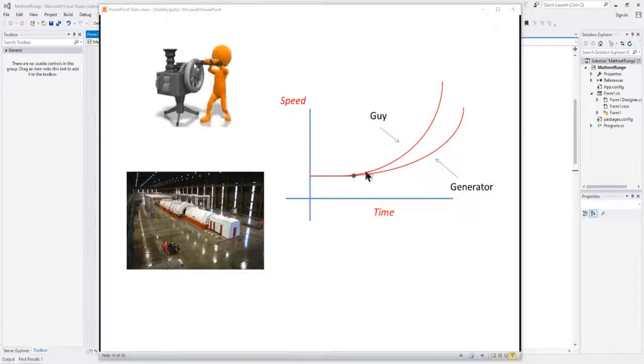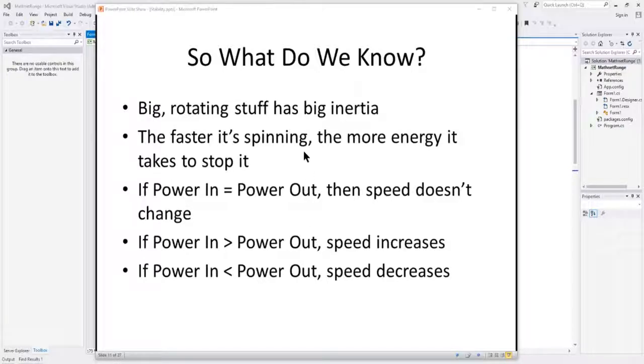So if we drew graphs, any changes of speed for the guy are going to be faster in the device relative to what's going to happen with the generator, because it's got a much bigger mass. Very important concepts: power in, power out, and inertia and mass. So based on this intuitive understanding, what do we know? Well, we know that big rotating stuff has big inertia, and conversely, small rotating stuff has smaller inertia, which means with big inertia, the faster it's spinning, the more energy it takes to stop it.